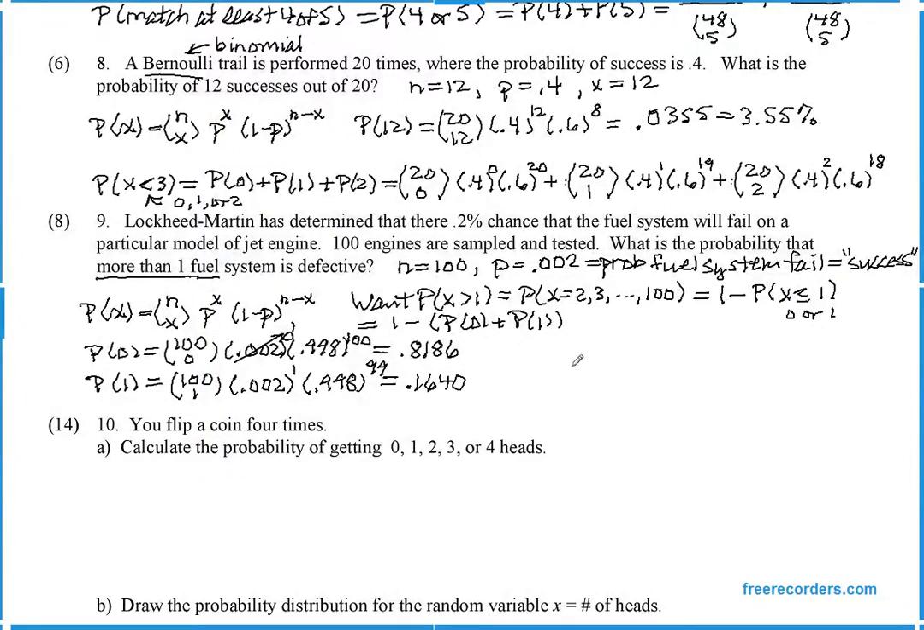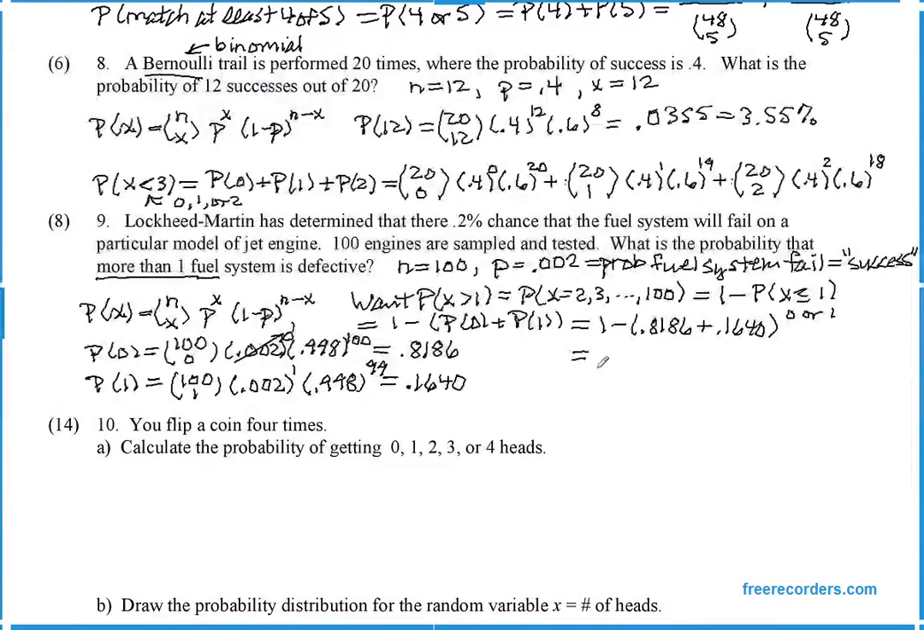And now we substitute these numbers in here. So this is going to be 1 minus 0.8186 plus 0.1640. Okay, so add those and then subtract from 1.